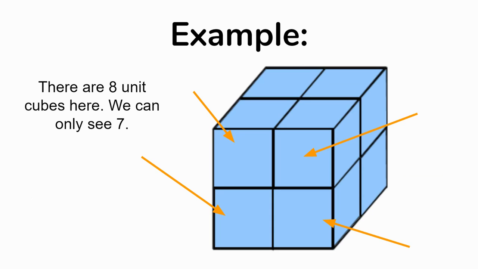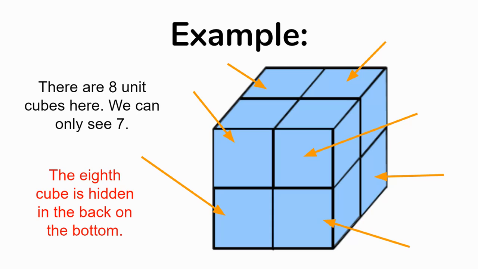And then in the back, we can see 3 more. There's one there on the bottom, there's one there, and there's one there. But there's one in that bottom left in the back that we can't see. So the 8th cube is hidden. You have to kind of realize that it's there.